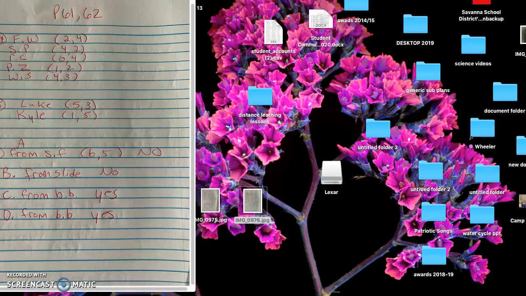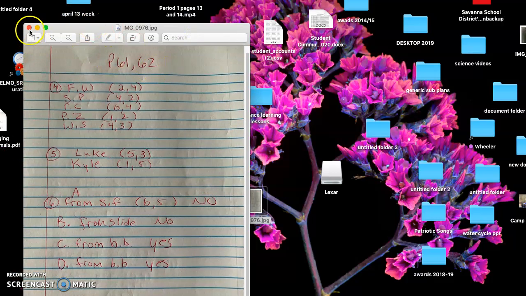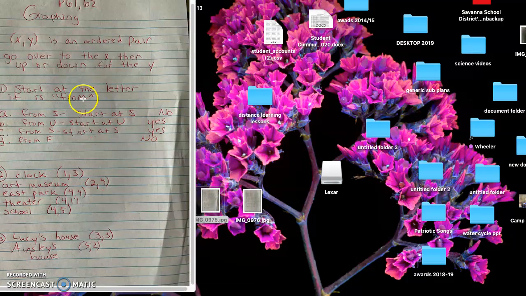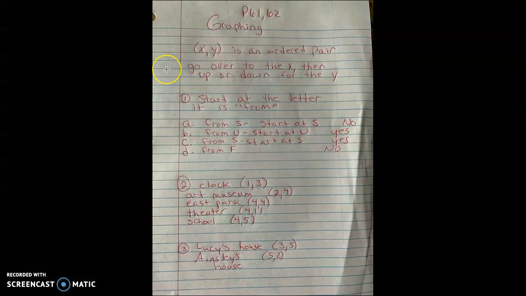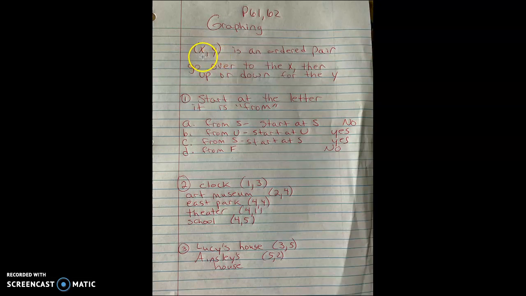Okay, let's take a look at the answers and see how you did. Okay, so when we're graphing, remember that this is called an ordered pair or a coordinate. X coordinate, Y coordinate. It's always X before Y. It's in alphabetical order. When you're graphing, you always go over to the X and then up or down on the Y. So on question number 1, you remember you start where it says from. So from S means you're starting at S, and the answer is no. From U means you're starting at U, and the answer is yes. From S means you're starting at S, and that's a yes. And then D from F, and the answer is no.